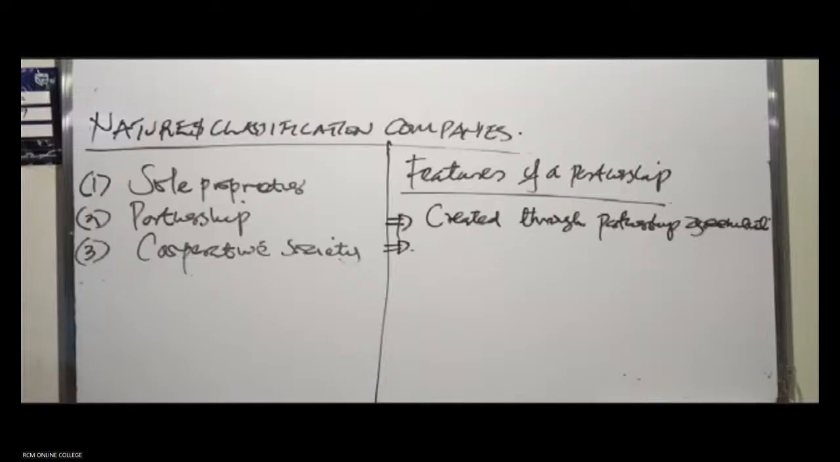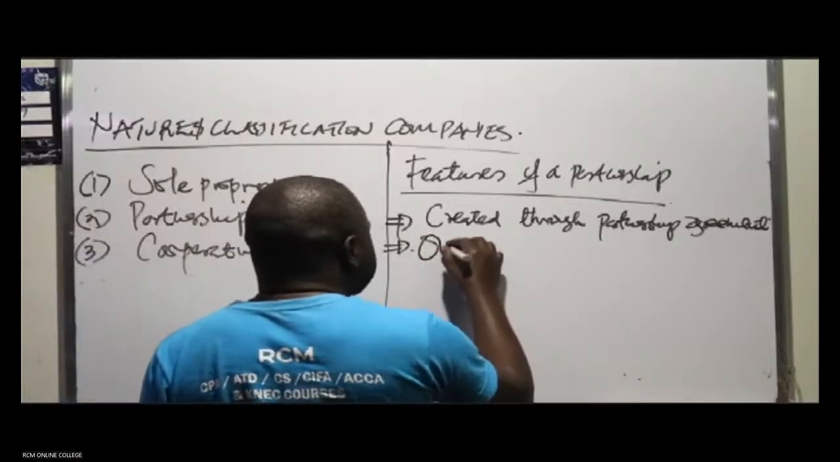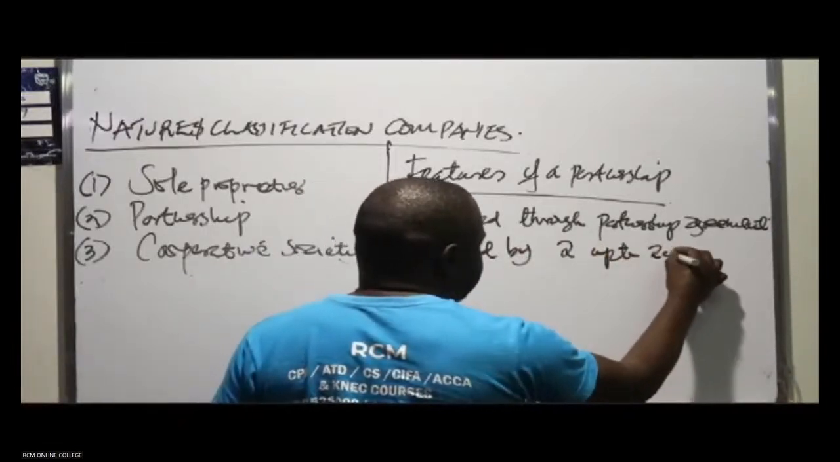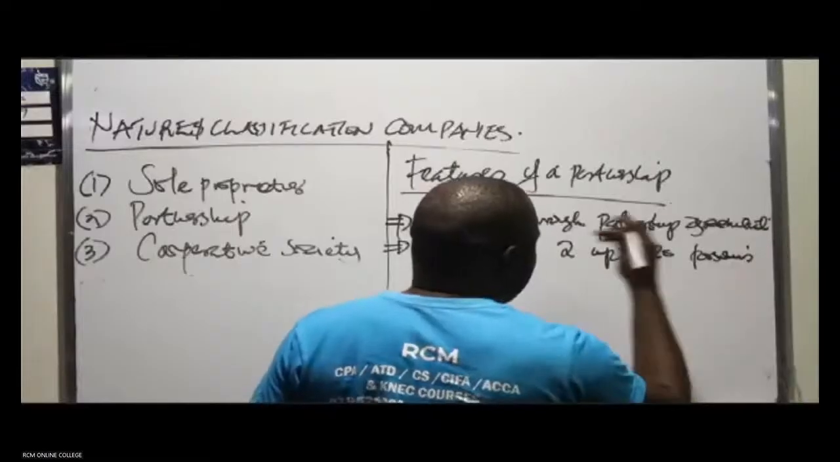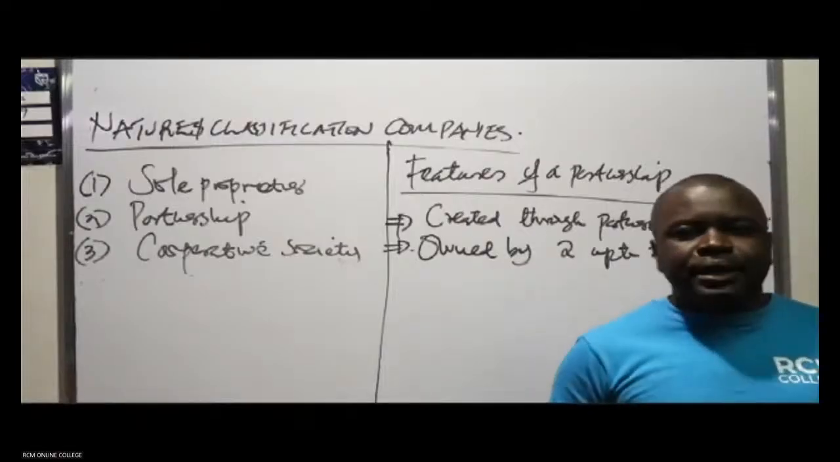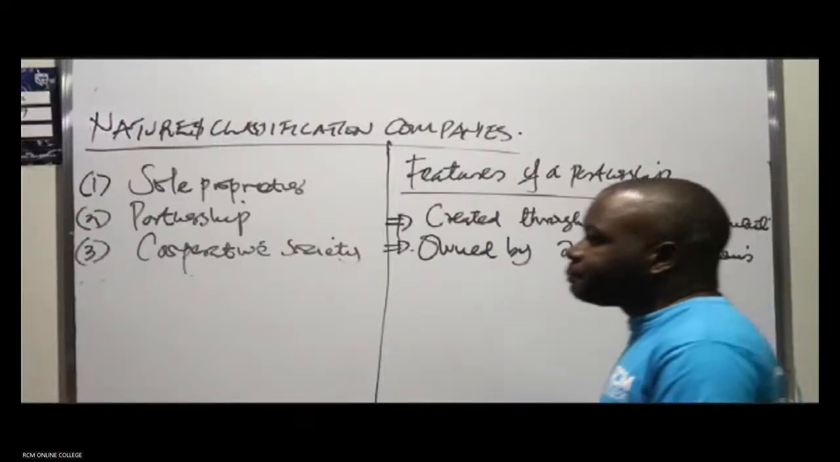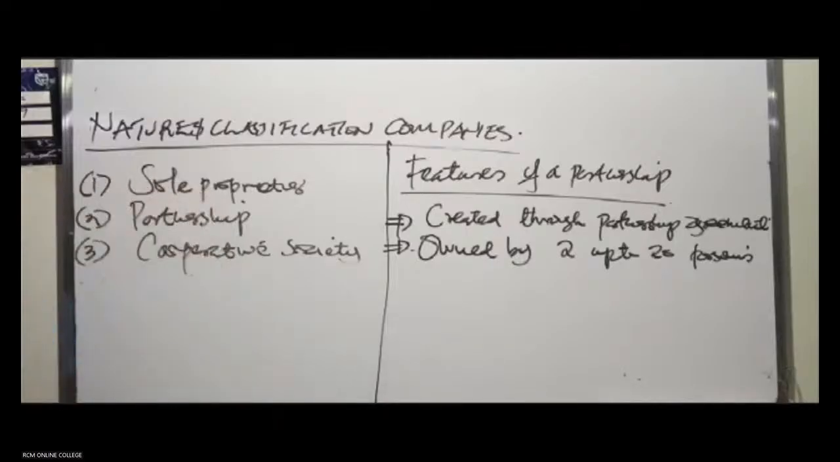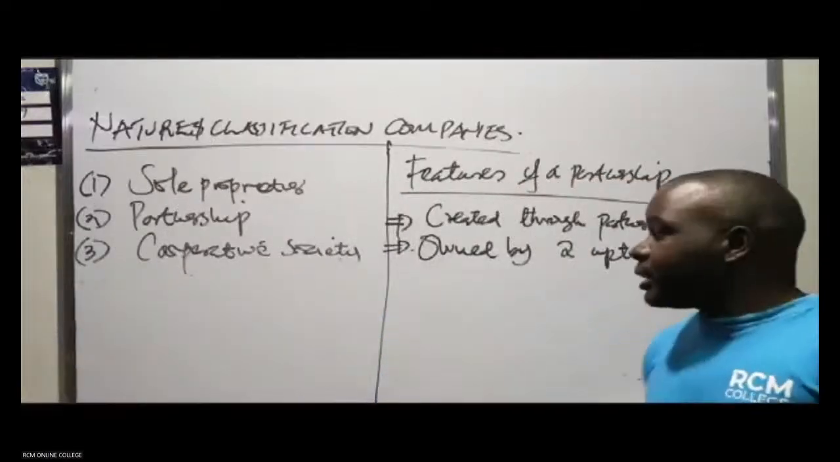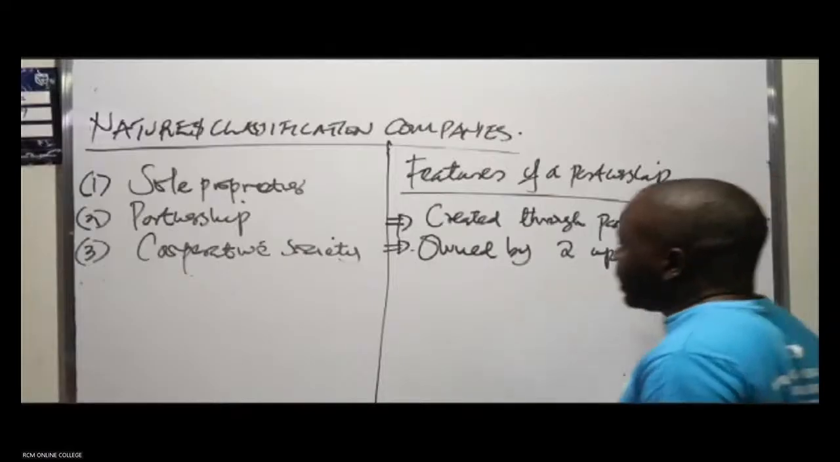Which other points am I seeing here? That's from Wambui. Then Zipporah says two or more members. So it is owned by 2 up to 20 persons. That is a normal partnership business. But if it is a partnership business involved in banking or insurance, the recommendations under the relevant acts are that there be only 2 up to 10 persons. The normal partnership business under the Partnership Act is 2 up to 20 persons.